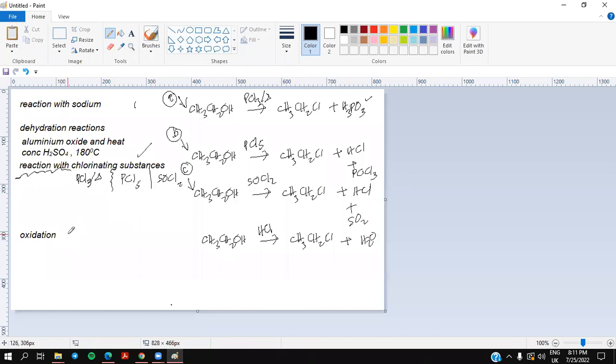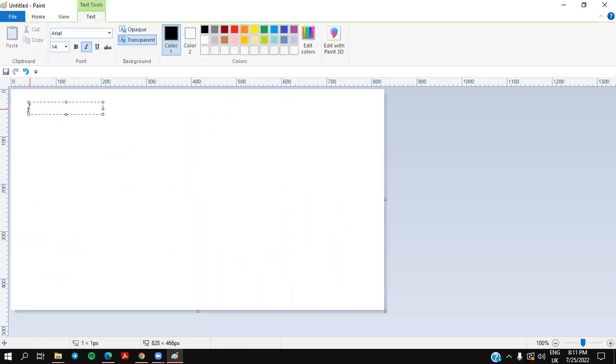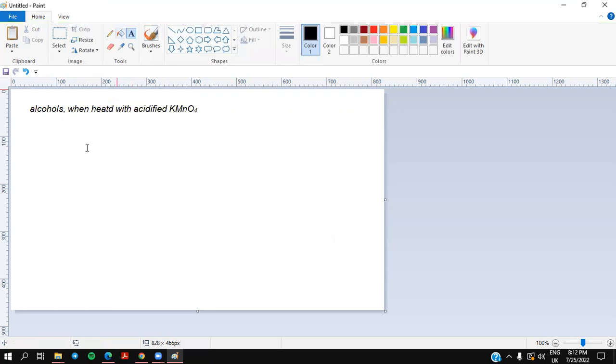Now I go to oxidation. This is what we were doing last time, up to here. This is a summary. Alcohols when heated with acidified KMnO4.